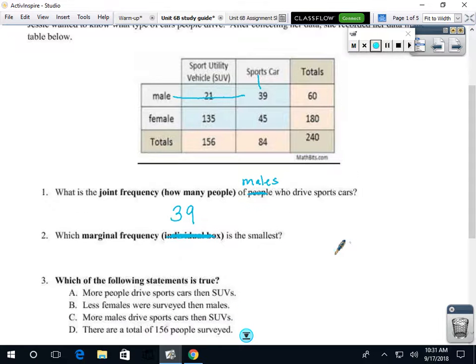Now, which marginal frequency is the smallest? Right, marginal frequencies are the totals. Remember how we just talked about the margins of a paper are the outside edges? Well, the marginal frequencies are the edges of the table, which are the totals. The one that's the smallest is what? 60, which is males, right?